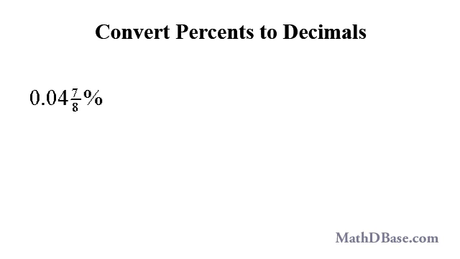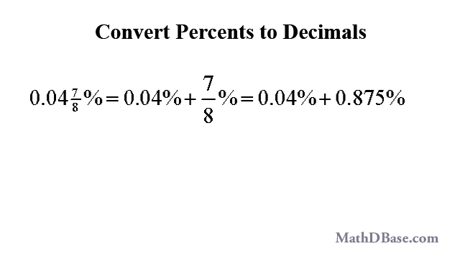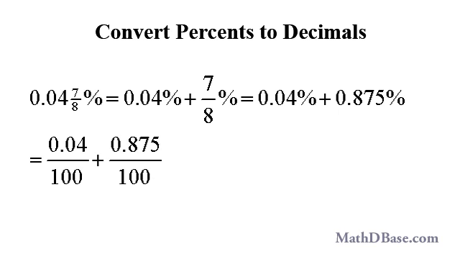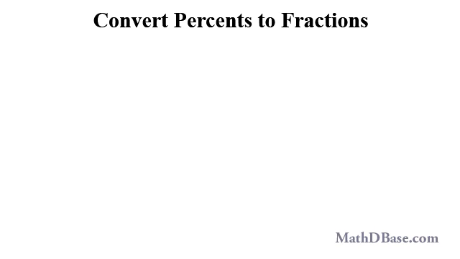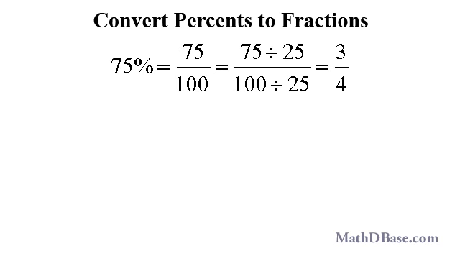0.04 and 7/8% is equal to 0.04% plus 7/8%. 7/8 as a decimal is 0.875. So 7/8% is equal to 0.875%. Now we have 0.04 over 100 plus 0.875 over 100, which simplifies to 0.0004 plus 0.00875, or 0.00915. To convert a percent to a fraction, remove the percent symbol and divide by 100.